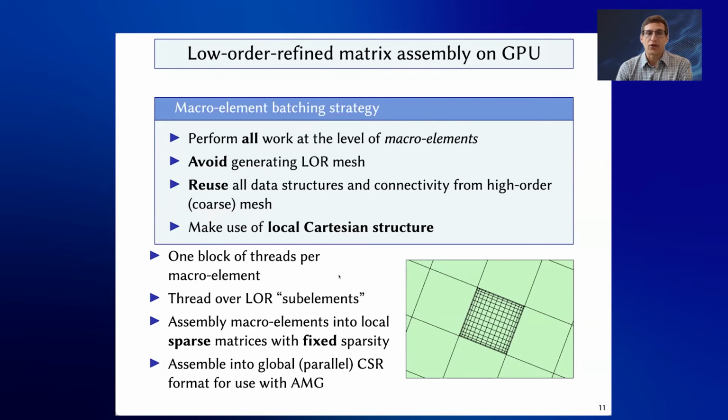And it also leads to a natural threading strategy where we use one block of threads per macro element and then thread over each of these sub-elements. So we assemble the local matrix like it's typical in finite element assembly. But the difference, in contrast to typical finite element assembly, is that the local matrix isn't dense, it's sparse. So you get a sparse local matrix, and then these are placed into a global parallel sparse CSR matrix that can be sent to AMG.